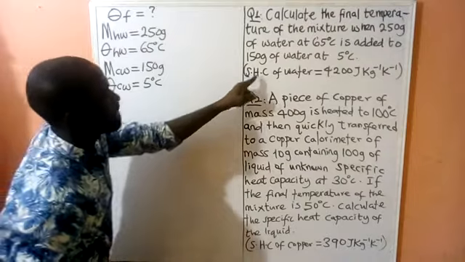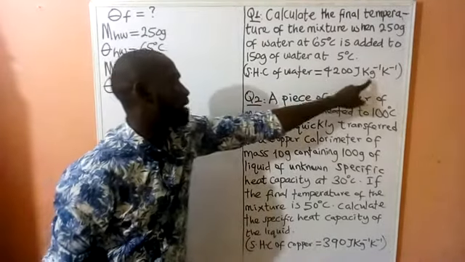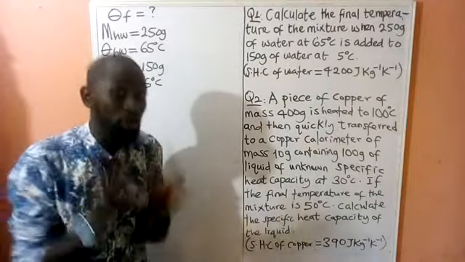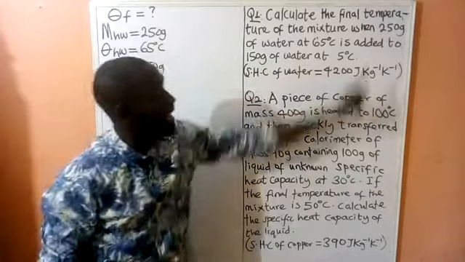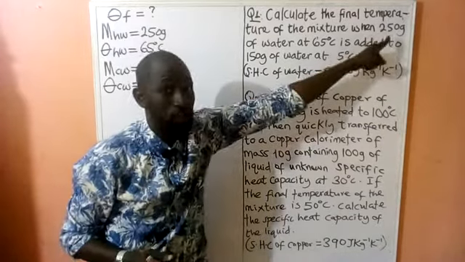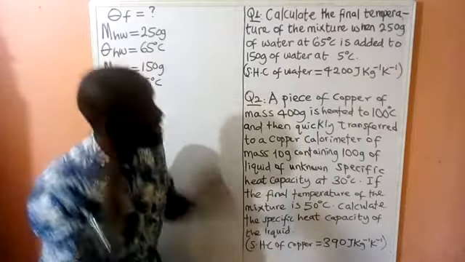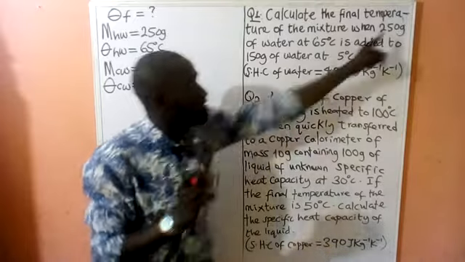What else are we given? We are given the specific heat capacity of water as 4,200 joules per kilogram per Kelvin. Class, be careful here. In physics, units are very important and key. Here we are given per kg, but the mass given in the question was in grams. So we must convert the grams to kilograms.